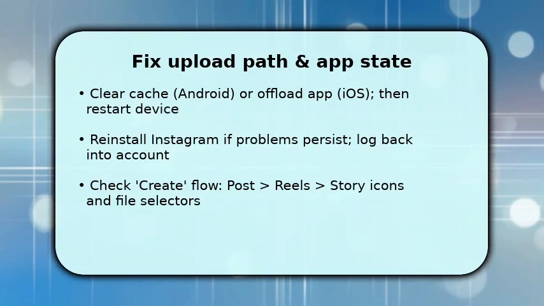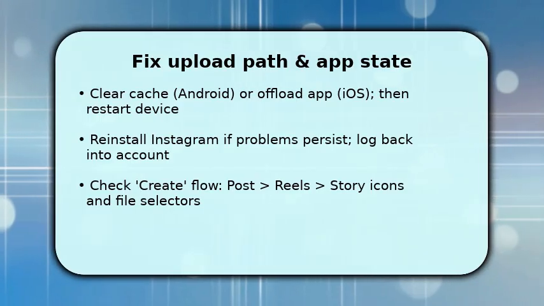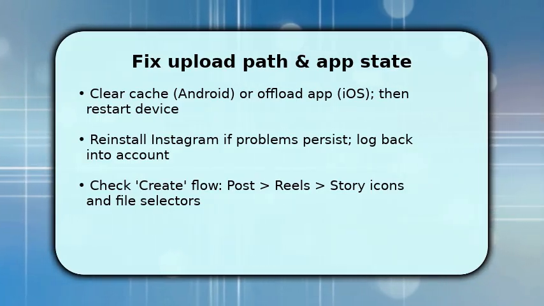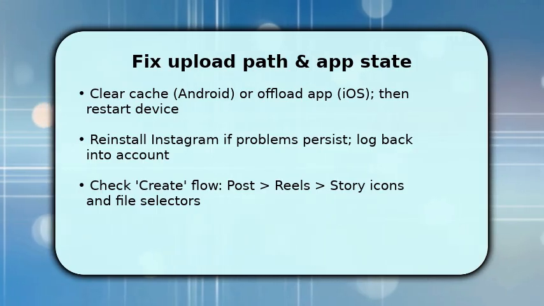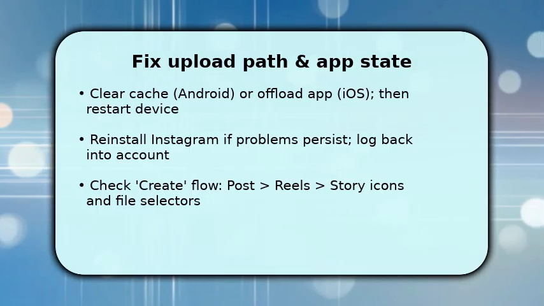Next, clear the app cache on Android or offload the app on iOS, then restart your phone. This resets corrupted temporary files that can limit upload types. If the issue continues, reinstall Instagram to restore a clean install.